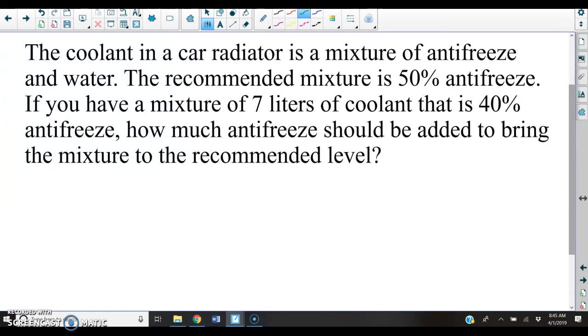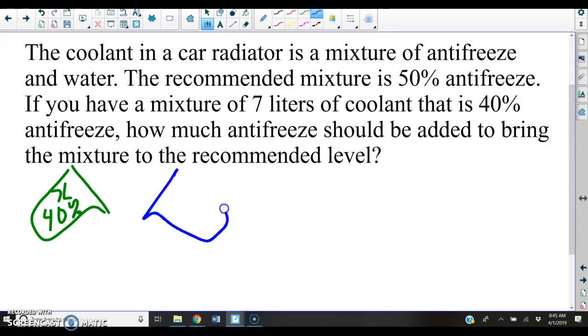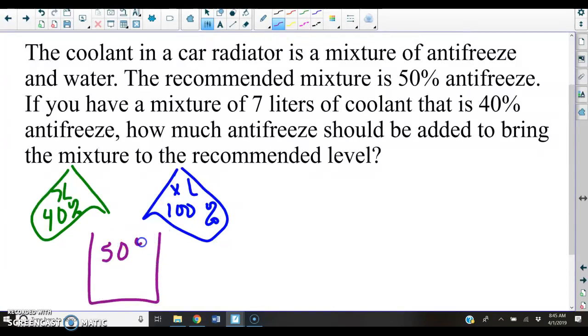Okay, I like to call these dump and pour. So right now you have 7 liters and it's 40%. We want to pour in my other beaker. We don't know how many liters, but that's going to be 100% because it's all antifreeze. And our result, what we want to get in our bottom container, is supposed to be 50%. The amount would be 7 plus x.